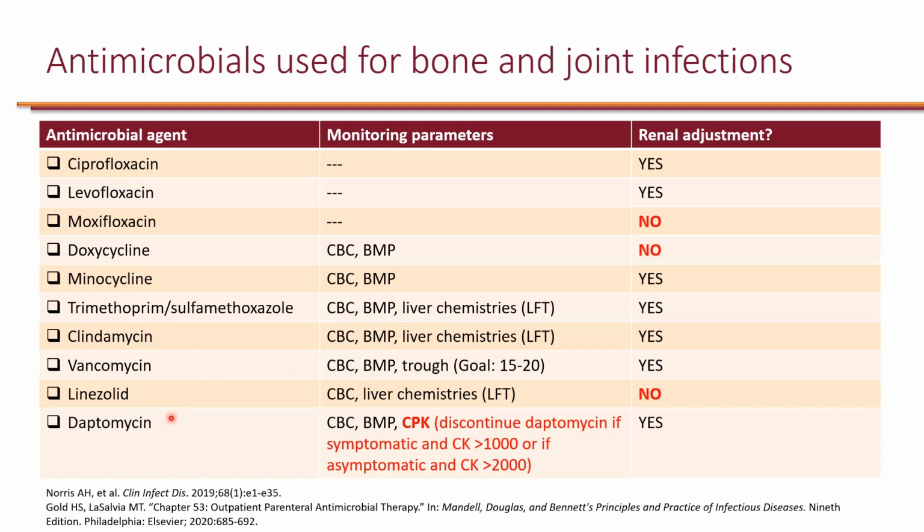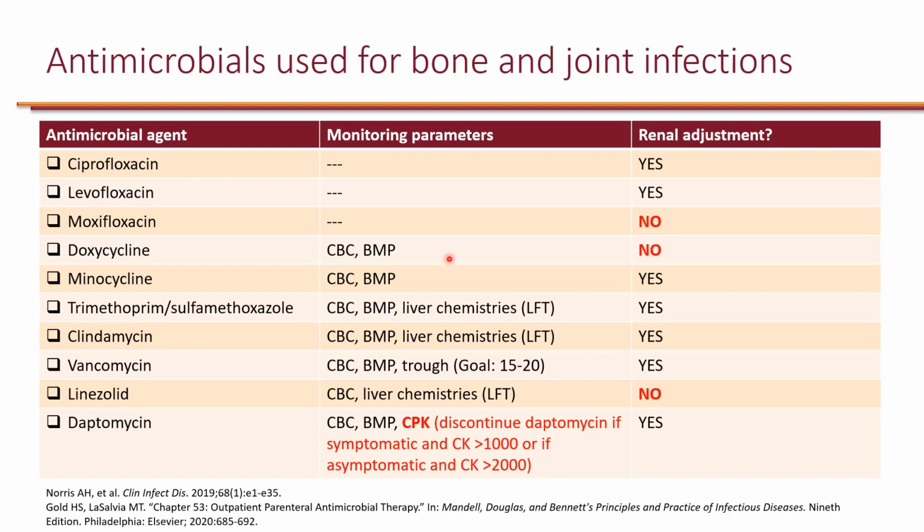And for daptomycin in particular, it is recommended to check a CK, or creatine phosphokinase, weekly. And it is recommended to discontinue daptomycin in symptomatic patients with a CK of more than 1,000, or if they're asymptomatic but their CK is more than 2,000. And 2000 would basically be equivalent to 10 times upper limit of normal, and 1000 would be equivalent to 5 times upper limit of normal. And this is because this increase of CPK due to daptomycin can increase patients' risk of rhabdomyolysis.